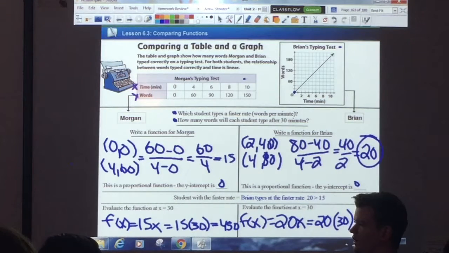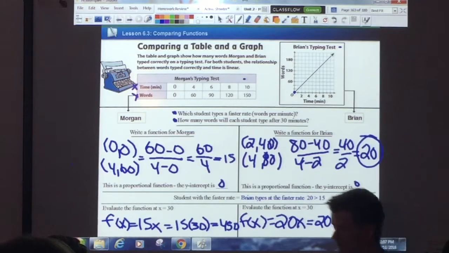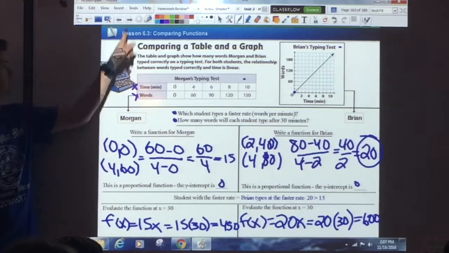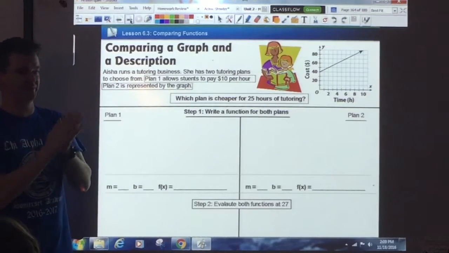So, who types at a faster rate? Brian. Who types more words after 30 minutes? Brian. 600 is greater than 450. Any questions on this? Okay. Comparing a graph and a description.